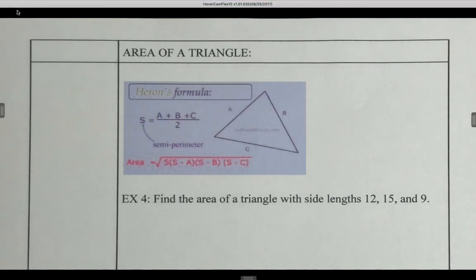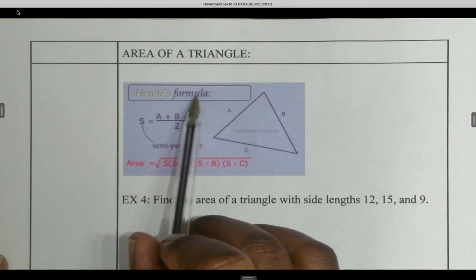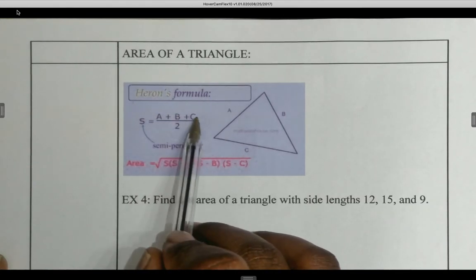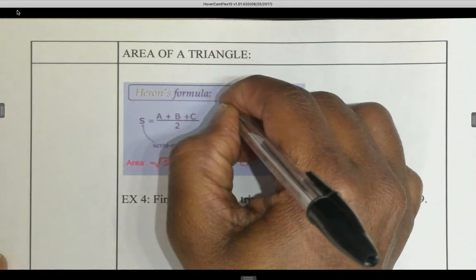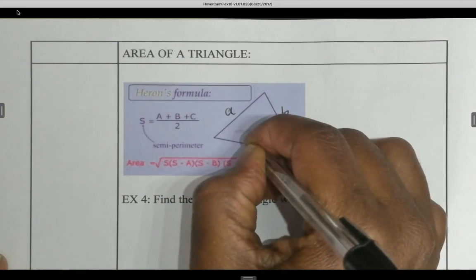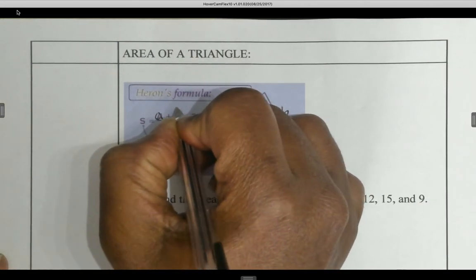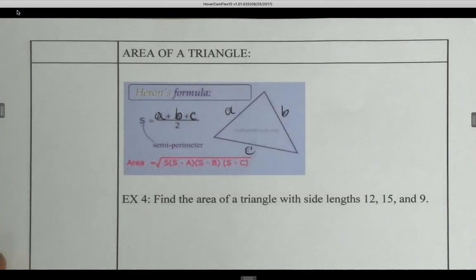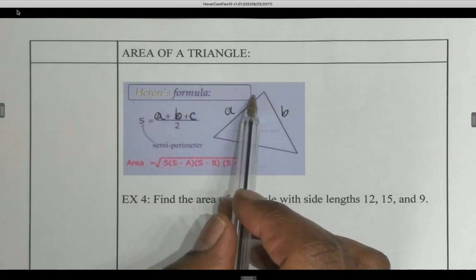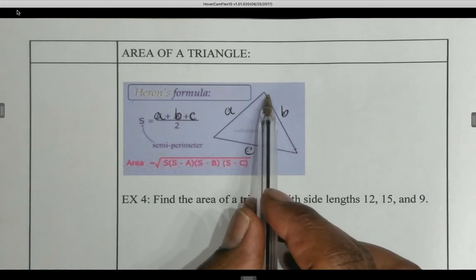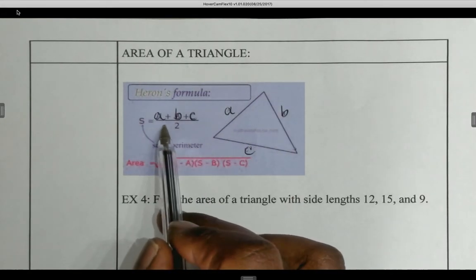Okay, so we can also find the area of a triangle when we don't know the height by using Heron's formula. So A, B, and C are really the side lengths. Usually we label the side lengths with lowercase a, b, and c. So I'm just going to put lowercase a plus b plus c, and we divide that by 2. Technically a plus b plus c would be the perimeter, so it's called a semi-perimeter because it's only half of it.